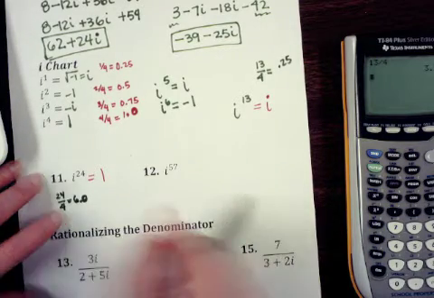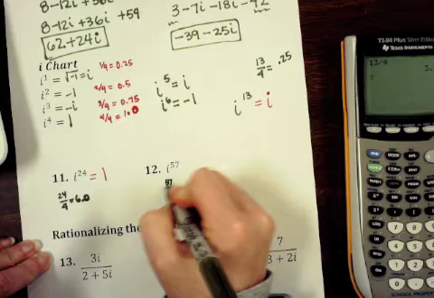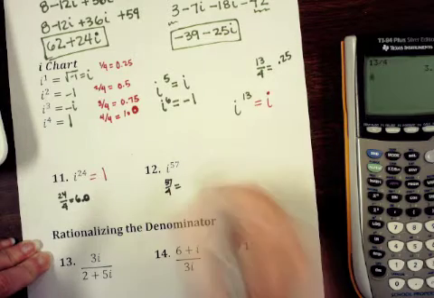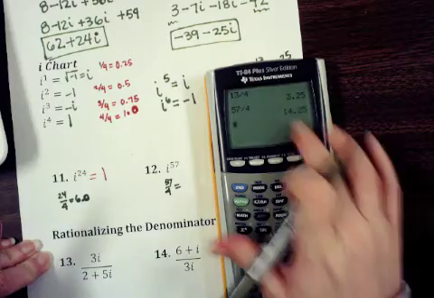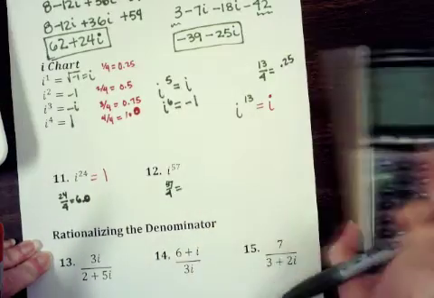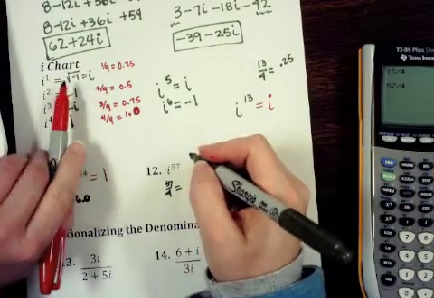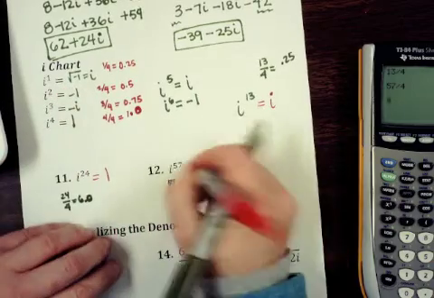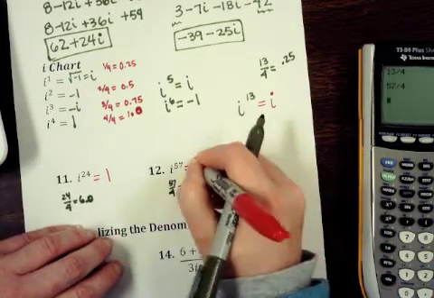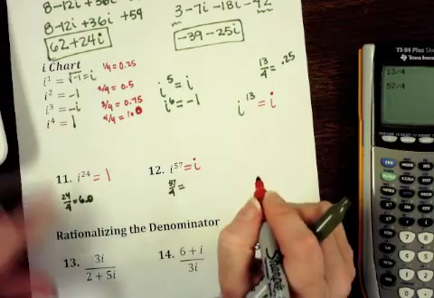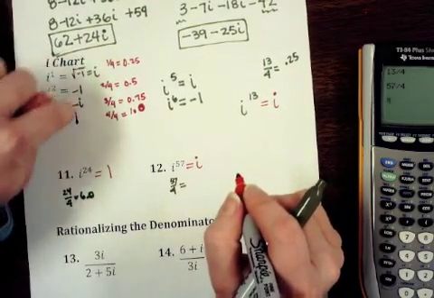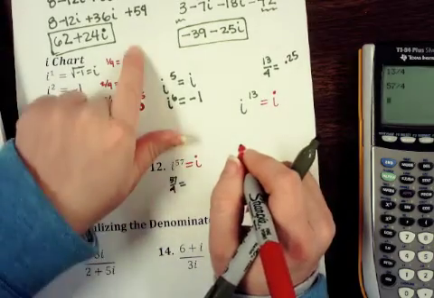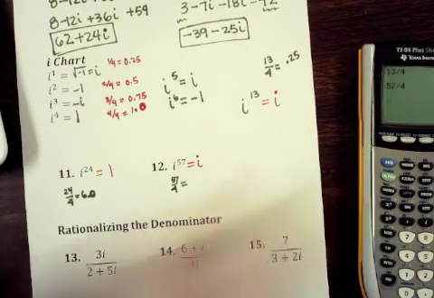Now take 57, divide by 4, and I get 14.25. So it corresponds with the 0.25. So i to the 57 equals i. Again, the only possibilities I have for any of these to an exponent are i, -1, -i, or 1. And the decimal is what tells me which one it corresponds to.